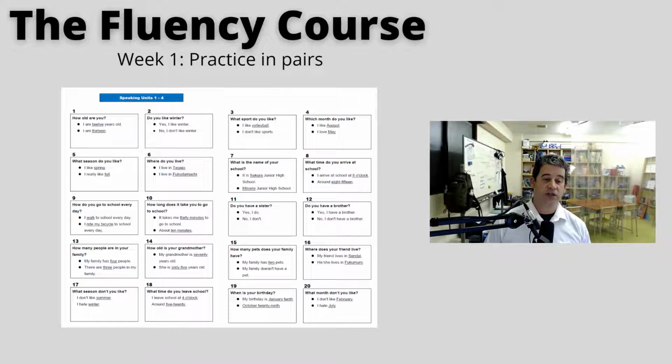You could also have one student ask all the questions and then switch, and so on. So there's different ways to do this, and it's a good idea to change from time to time as well. Generally speaking, when most of the students have finished, we will stop and have the students change partners.